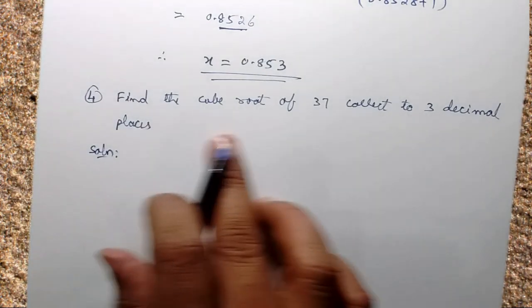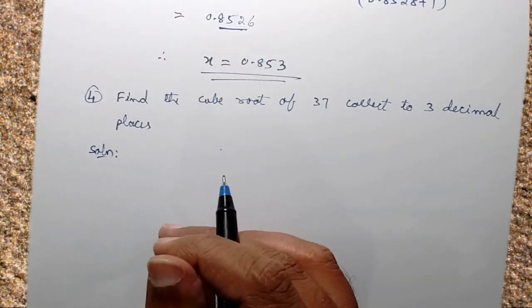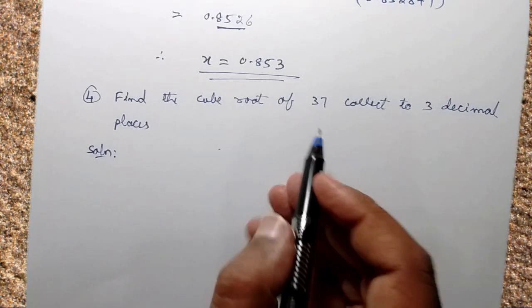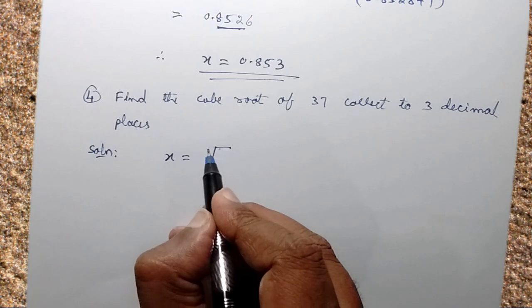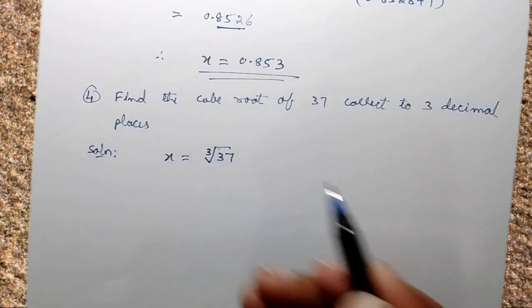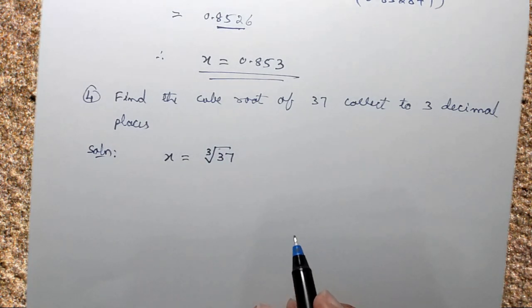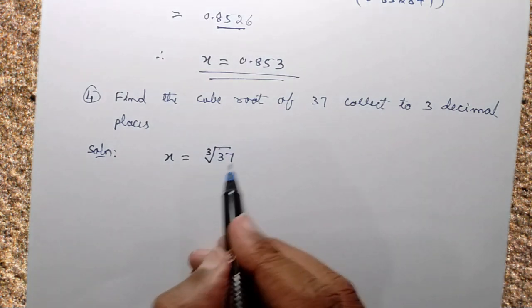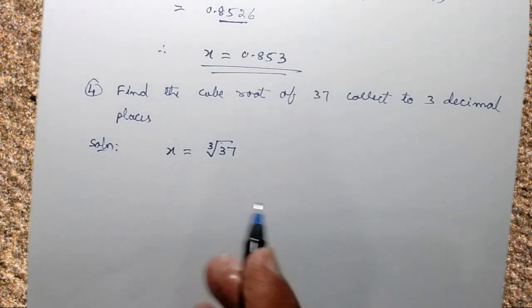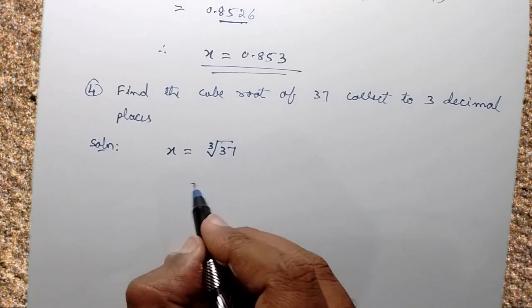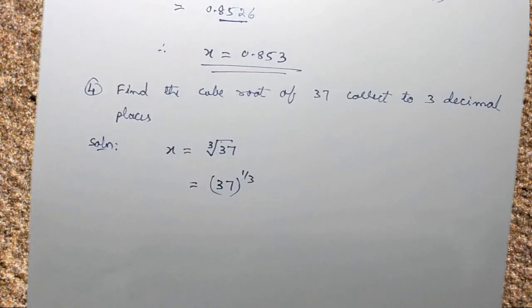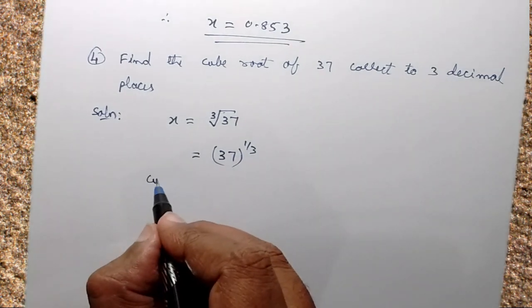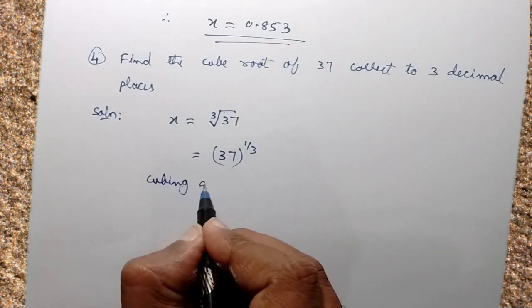So the next question is: find the cube root of 37 correct to 3 decimal places. So he is asking for the cube root. If I take x to be equal to the cube root of 37, this is what I want to find out. If you want to remove the cube root, the cube root represents to the power of 1 by 3. So to remove the power of 1 by 3, I have to cube on both sides. So cubing on both sides.